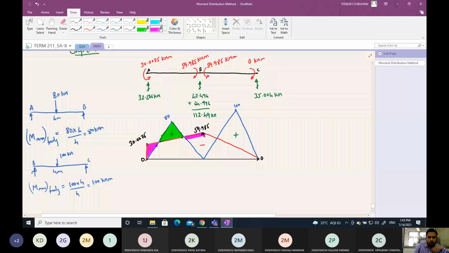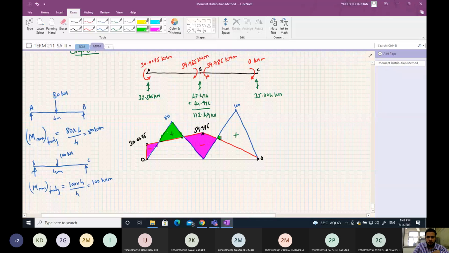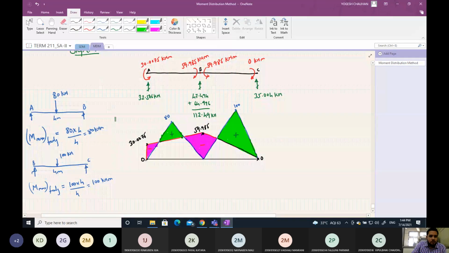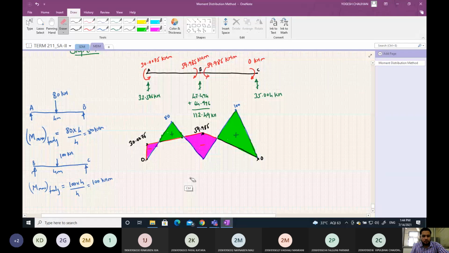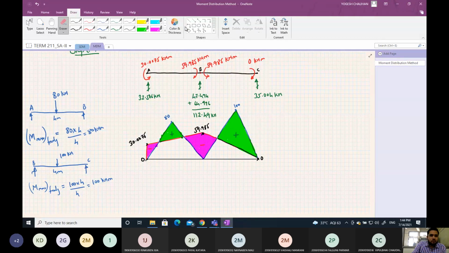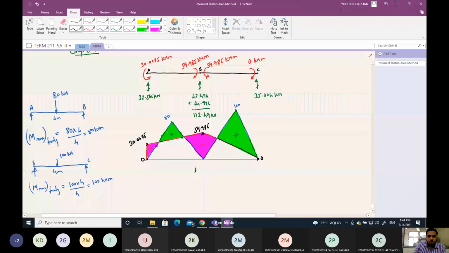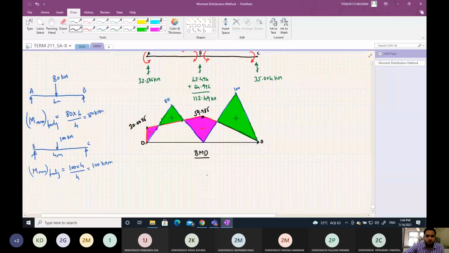This is negative zone. And this is the positive portion. So this is your bending moment diagram. So you can omit this line also. This is your bending moment diagram, BMD. Now we draw the shear force diagram.